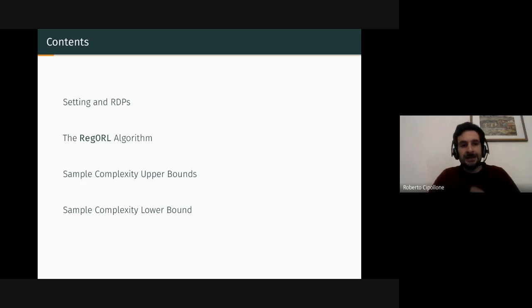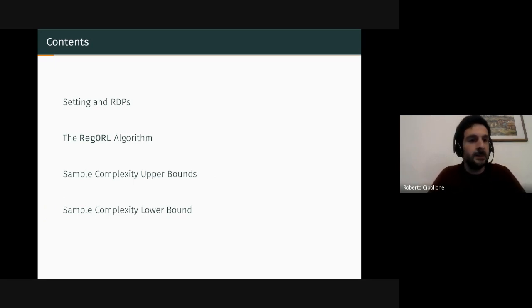So in the presentation, I'll need to spend some time explaining what this model is, how it works, and the basic intuitions, and this is necessary to understand how the algorithm works as well. Then I'll explain the algorithm for regular offline reinforcement learning. Then I'll show the two sample complexity upper bounds that we have on the required dataset size. And we have a sample complexity lower bound as well.